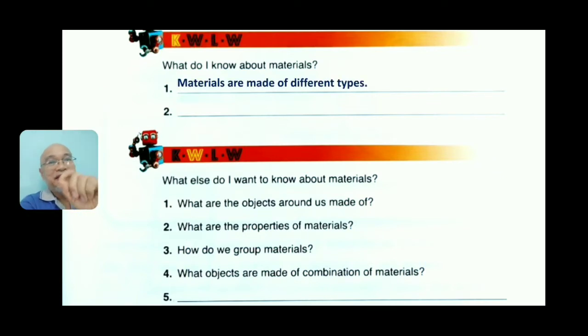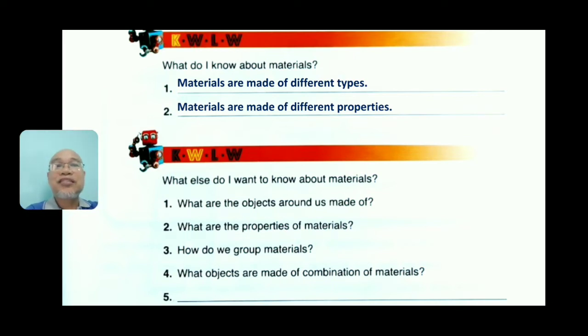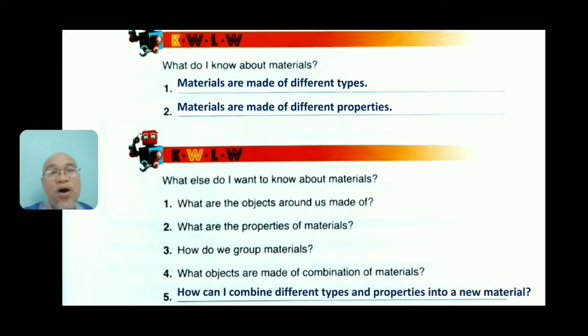Maybe number 1, you can write, materials are made of different types. Maybe number 2, you can write, materials have different properties. And so what else do I want to know about materials? Maybe number 1, what are the objects around us made of? And what are the properties of materials? And how do we group materials? And what objects are made of a combination of materials? And maybe number 5 if you want, how can I combine different types and properties into a new material?